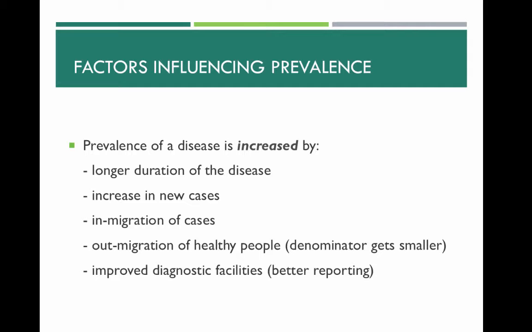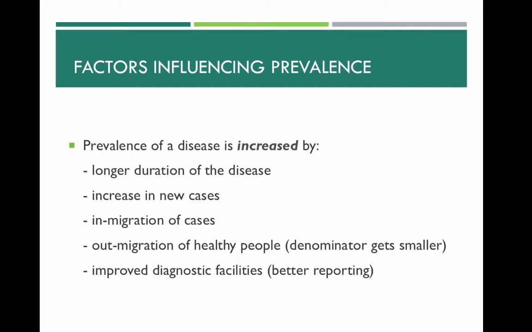You could have an increase in new cases. So the more cases that get diagnosed, the higher the prevalence will be. You could have an in-migration of cases. So let's say people with asthma could move from one state to another. For example, Arizona, for quite a long time, was home to some of the highest tuberculosis rates in the country. And that was because people with respiratory issues would move to Arizona because of the warm, dry air.